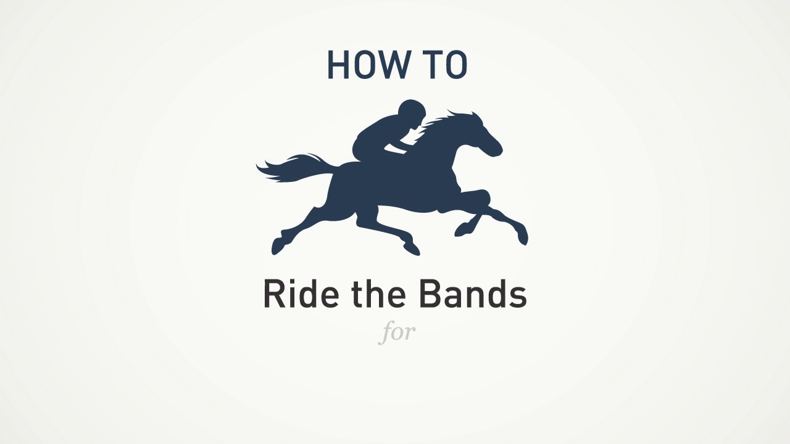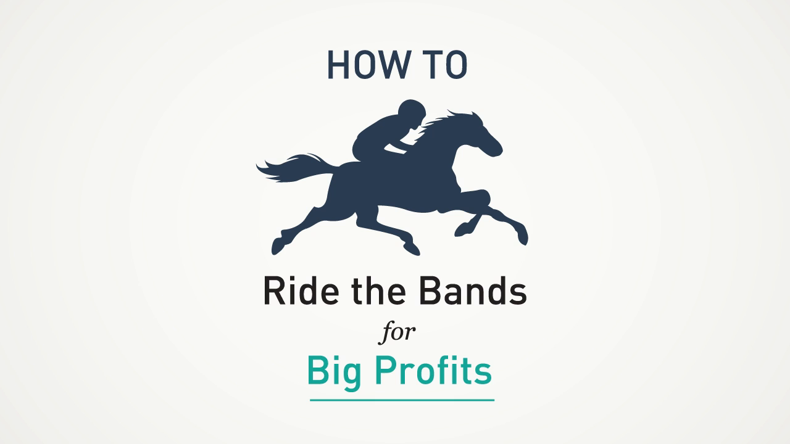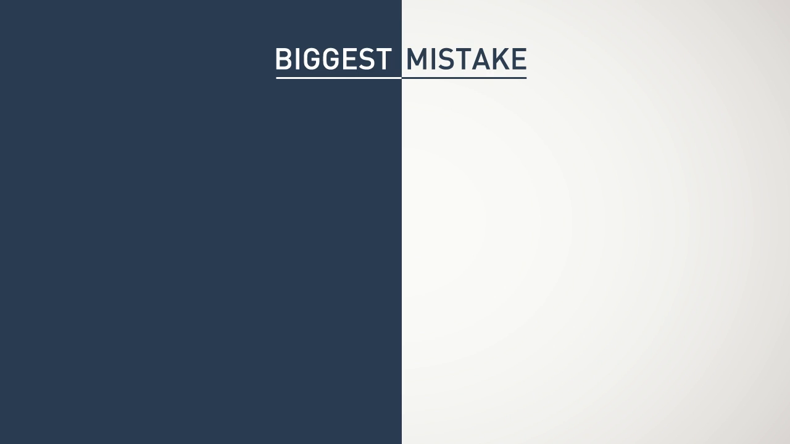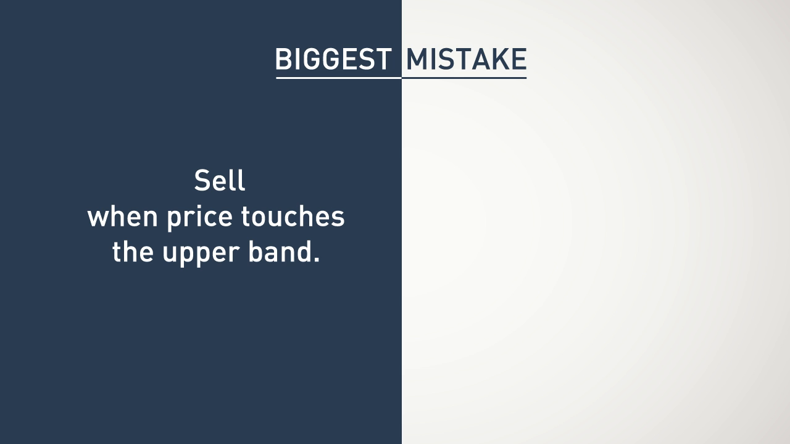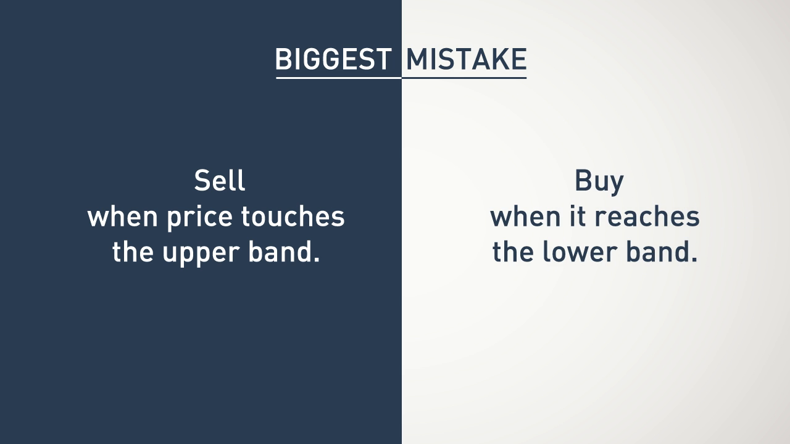The last strategy for today's video covers how to ride the bands for big profits. The single biggest mistake that many Bollinger Band novices make is that they sell the stock when the price touches the upper band or buy when it reaches the lower band.